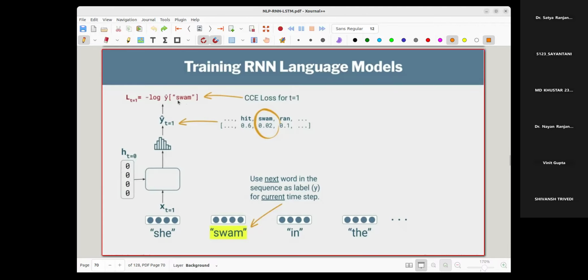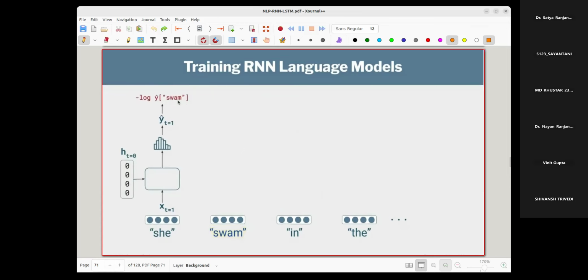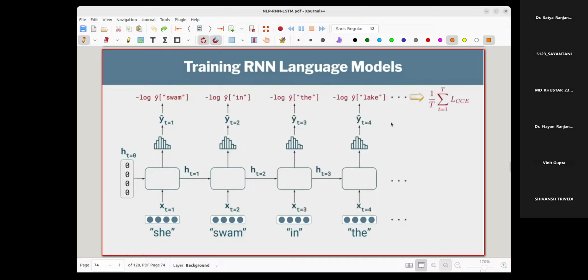Now this is called the cross-entropy loss. Now this one, the actual output, is given as input here. Again it will produce some output. Now we'll calculate the loss with respect to in, and this process will continue, and we get the overall loss. When we do this, after each time step it is trying to produce the correct next word. So this is nothing but how an RNN can be used as a language model.